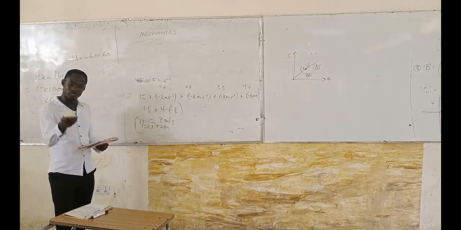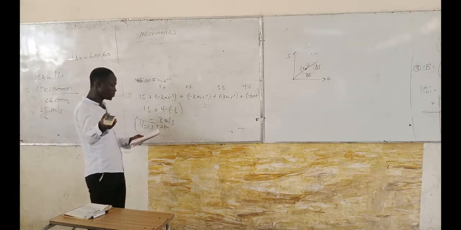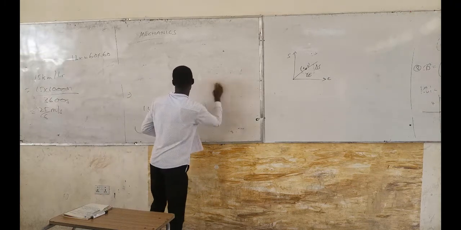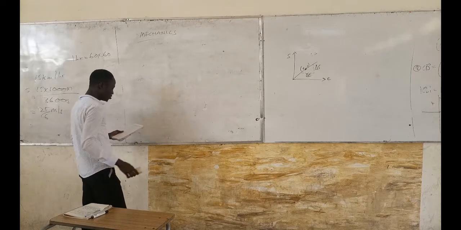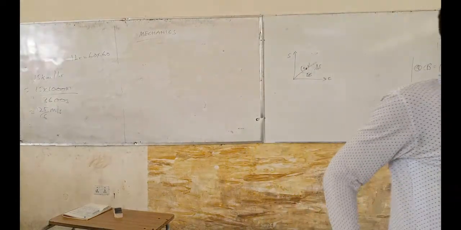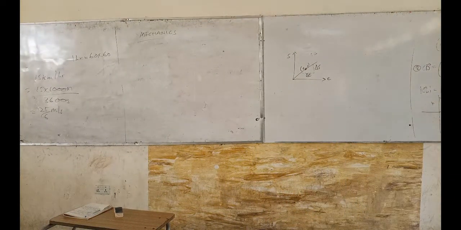Alright, so let's begin with the velocity time graph. So we can go and write the caption, velocity time graph. We are going to make use of that. We are going to derive some formulas from the velocity time graph. Let's write now.